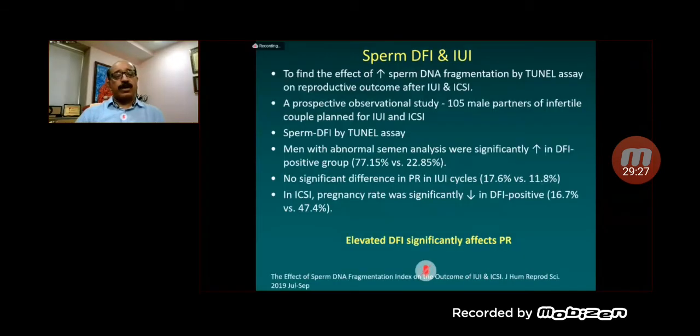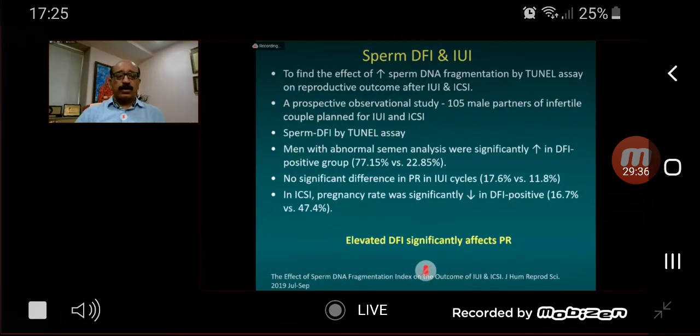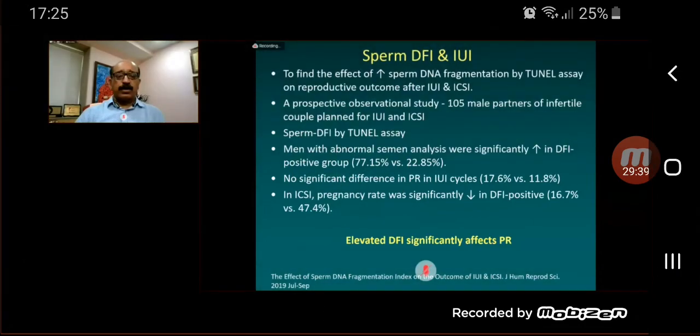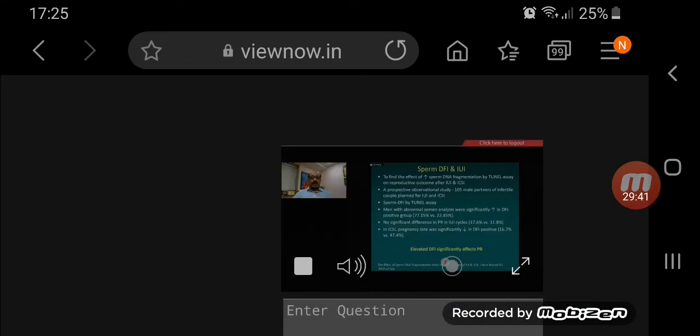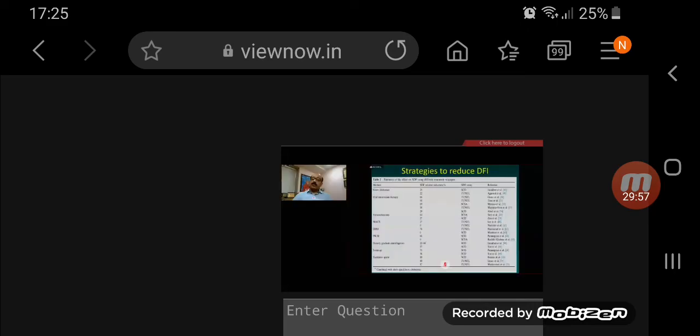So a male partner, infertile couple, they are planned for IUI or ICSI. Take the DNA fragmentation index by that unit. How can we reduce the DFI, or the DNA fragmentation index?